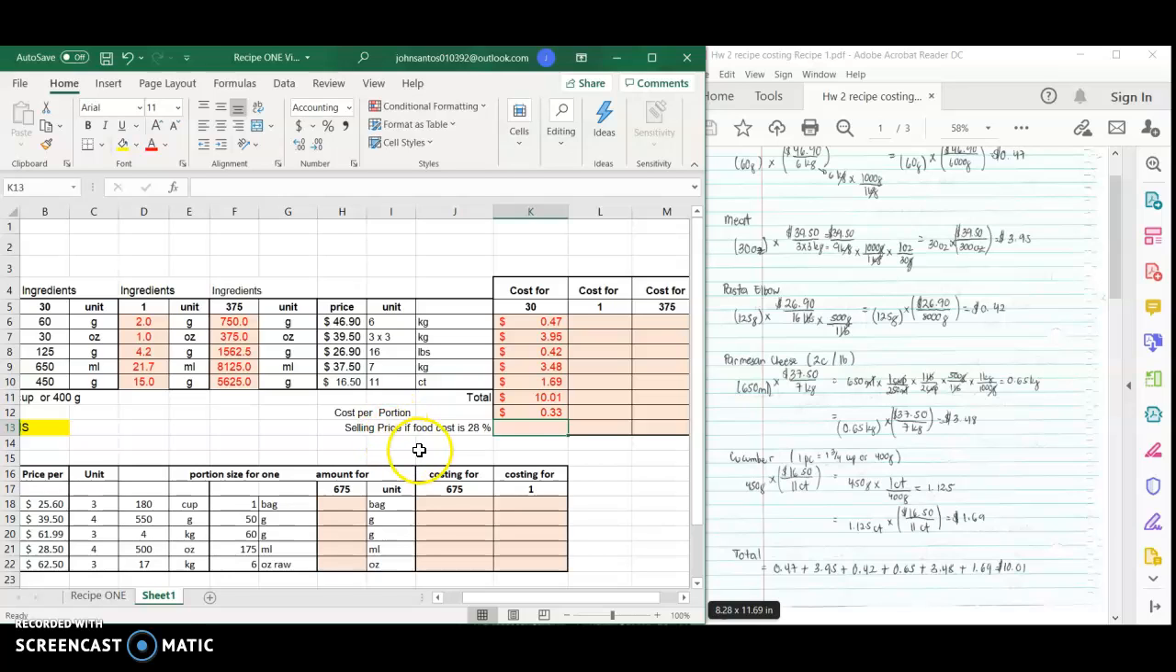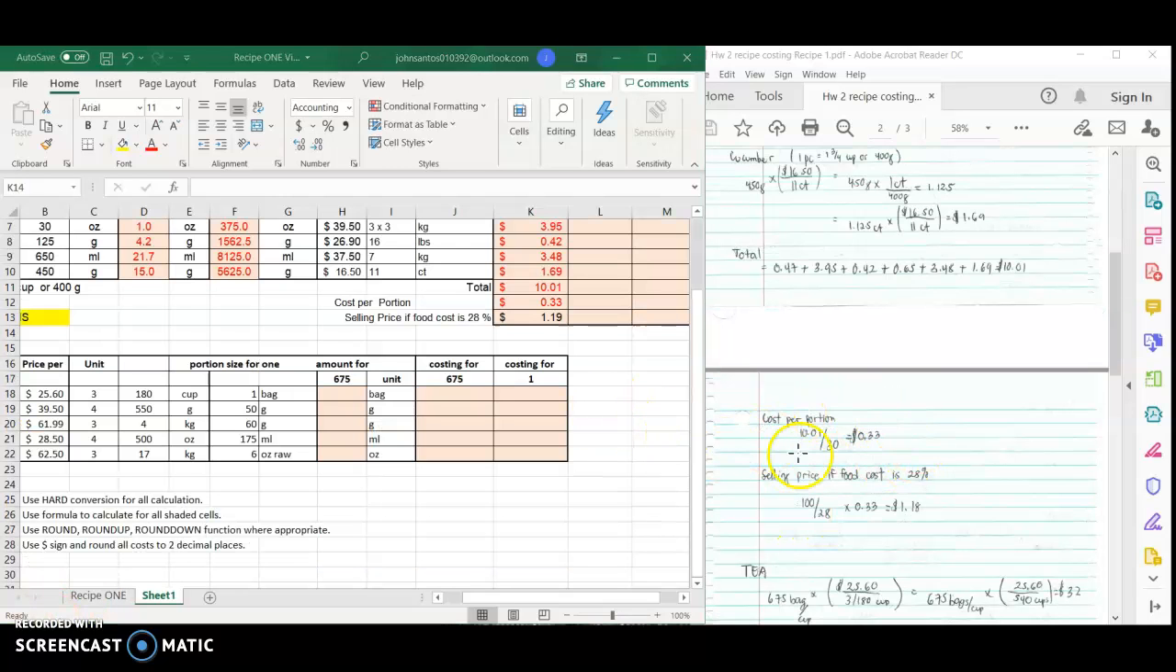Then how much is going to be the selling price if the food cost is 28%? So for our formula right here, that will be equals to $100, or 100 divided by 28 and multiply by that, will give us $1.19.